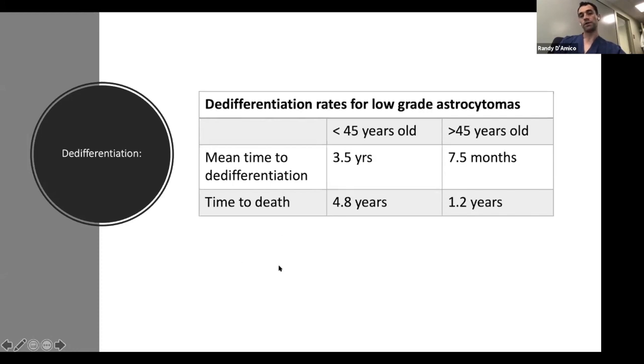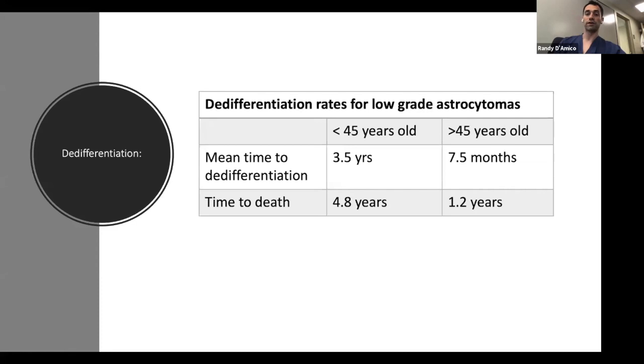So dedifferentiation, we talked about this a little bit. So typically your age does matter a lot here, all right? And so if you're under 45 years old and you have a lower grade astrocytoma, the mean, and obviously there's plus or minus on the end of this, but the mean time is about 3.5 years and the time to death is around 5 years. That actually probably is up to 8 to 10 years for a grade two, more reasonably.